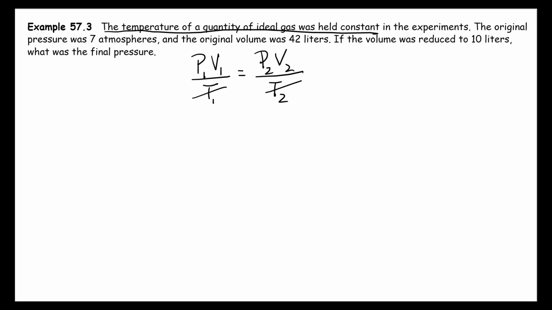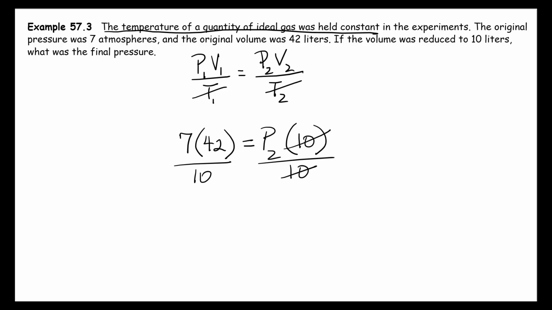So our formula this time will just be P sub 1 V sub 1 equals P sub 2 V sub 2. So the original pressure was 7 atmospheres. So that's P sub 1. The original volume was 42 liters, so that's V sub 1. If the volume was reduced to 10 liters, what was the final pressure? So the final pressure is what we do not know, and the volume was reduced to 10. So this is what we have to solve for, P sub 2. We can divide both sides by 10.